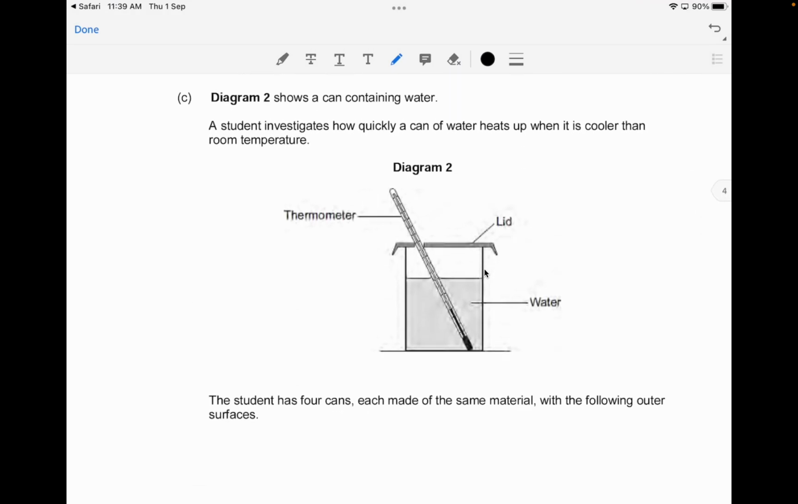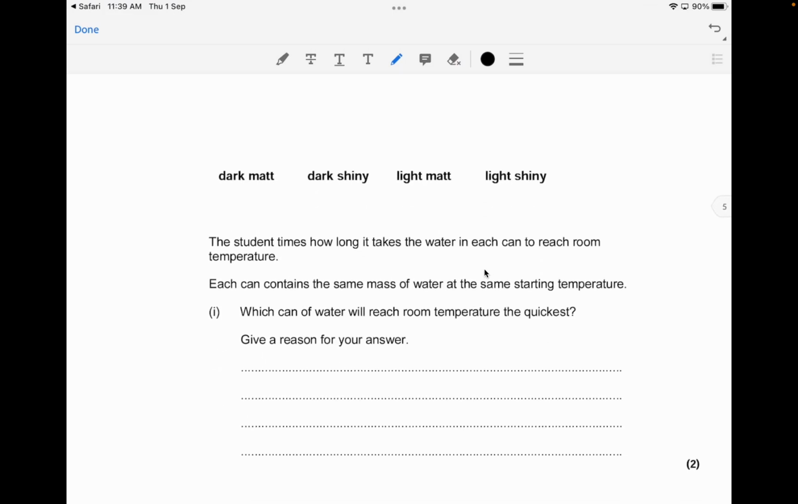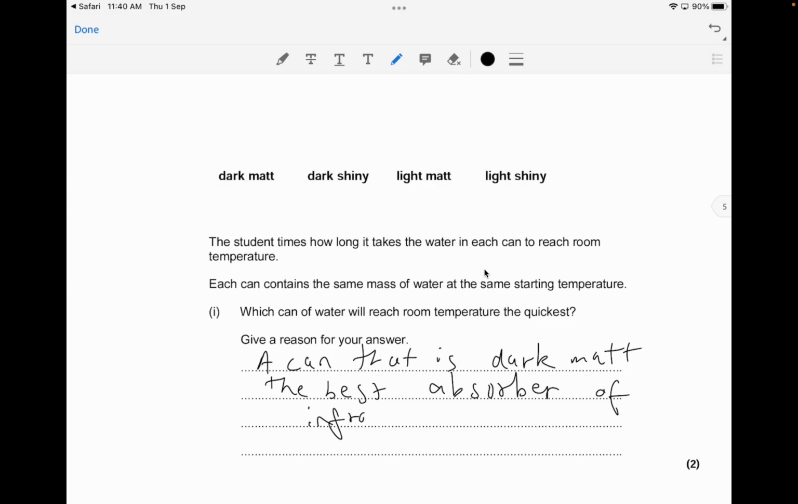Next question. Now, the next question shows us a can containing water. You guys can see that a student investigates how quickly a can of water heats up when it's cooler than the room temperature. And we have to understand which can of water will reach room temperature the quickest. Give a reason for your answer. Now, the reason is because a can that is dark matte would be the best absorber of infrared radiation. So you can mention that, like I said, from the above points, a can that is dark matte, let's say, if it's this color, it's going to be the best absorber of infrared radiation. That's going to be the answer for about 2 marks. Let's move on to the next question.